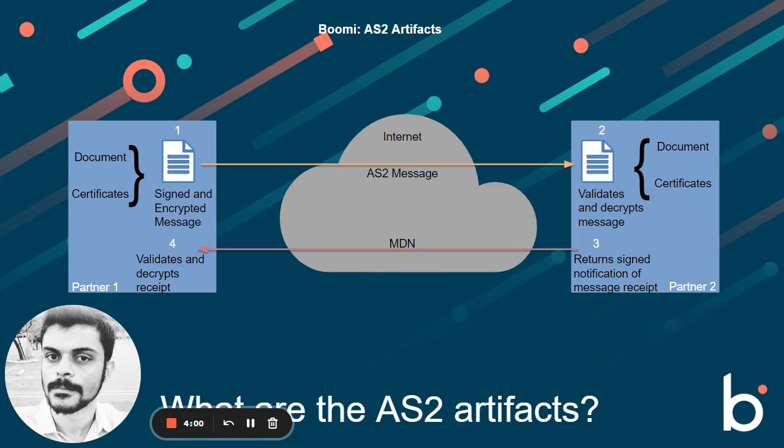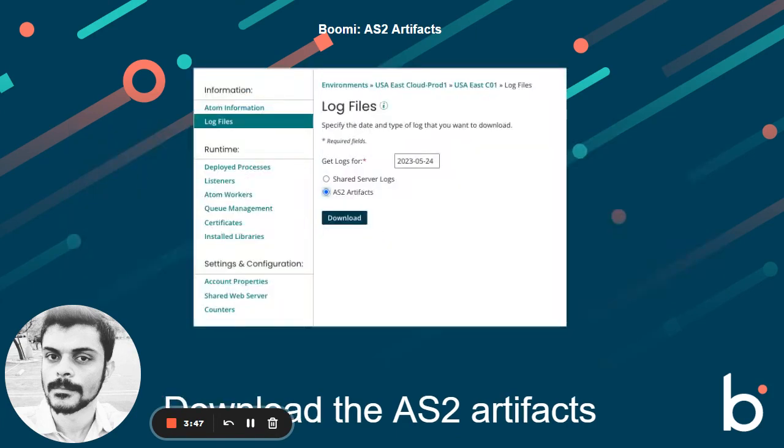The AS2 artifacts that Boomi stores include both inbound and outbound messages received or sent using the AS2 method and the MDN response for each message. You can download the AS2 artifacts by date in a zip file named AS2 artifacts, your account ID, and the date that is selected in the log files page. AS2 artifacts are subject to the logs purge schedule, so they are available for 30 days at most. Your purge schedule might be shorter.